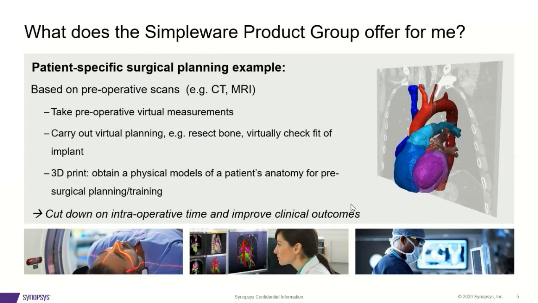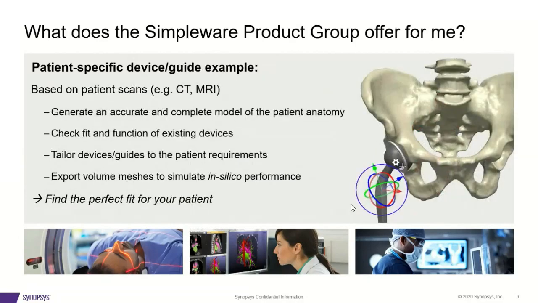So what does the Simpleware product group offer? I'd like to start off with patient-specific surgical planning, where an example is based off preoperative CT or MRI scans. This is where you can take preoperative virtual measurements, carry out virtual planning, for example resecting bones virtually, checking the fit of implants, and also 3D printing, where you can obtain a physical model of a patient's anatomy for pre-surgical planning or training. The idea here is to cut down on intraoperative time and improve clinical outcomes.